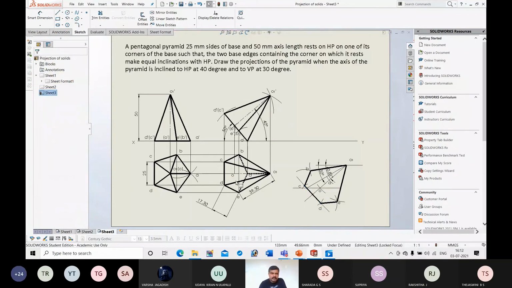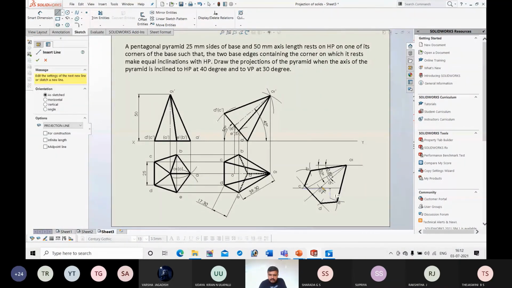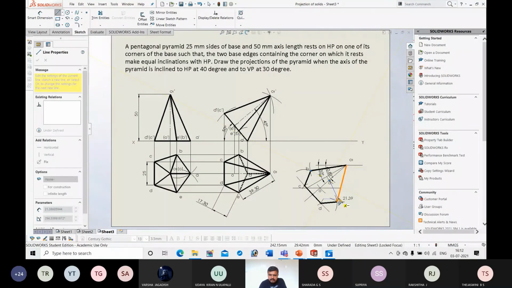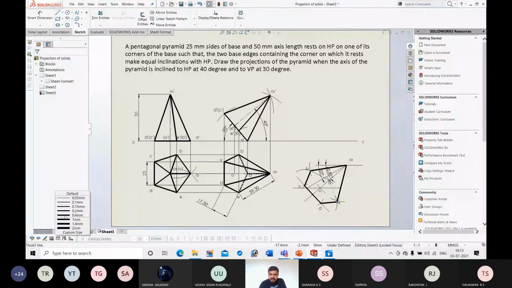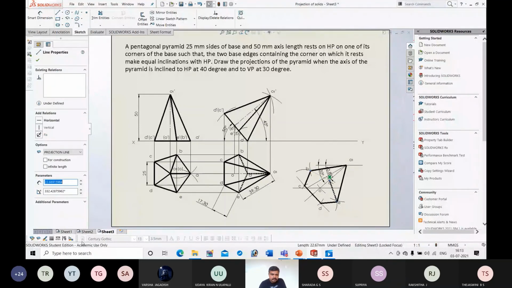Okay, next, so I will connect B to A and A to E. Again, it is a dashed line. Okay, next, so A to O1.